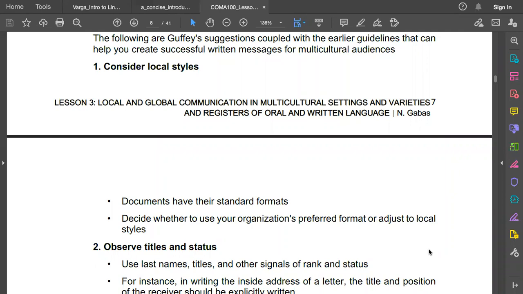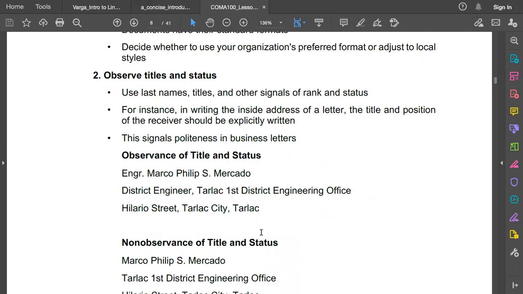So observe title and status. Use last name titles and other signals of rank and status. For instance, in writing, the inside address is where you find who you are writing to. That is the inside address. So the title, the position of the receiver should be explicitly written, or written in detail, okay?